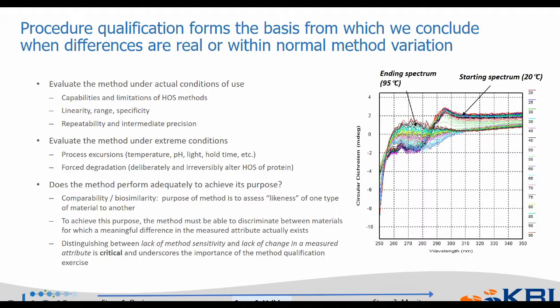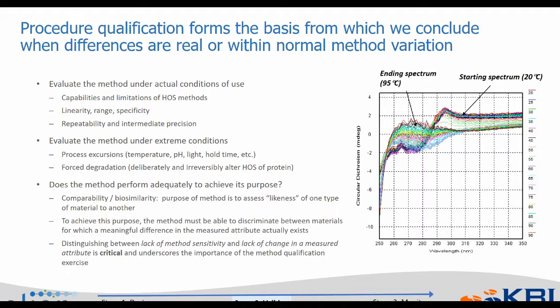And then as we go through this process, we ask the question, does the method perform adequately to achieve its purpose? As I said earlier, I am focusing on comparability and biosimilarity applications, where the purpose of the method is to assess the likeness or the similarity of one type of material to another. To achieve this particular purpose, the method must be able to discriminate between materials for which a meaningful difference in the measured attribute actually exists. We have to show that when there is actually a change, the method can detect that change.